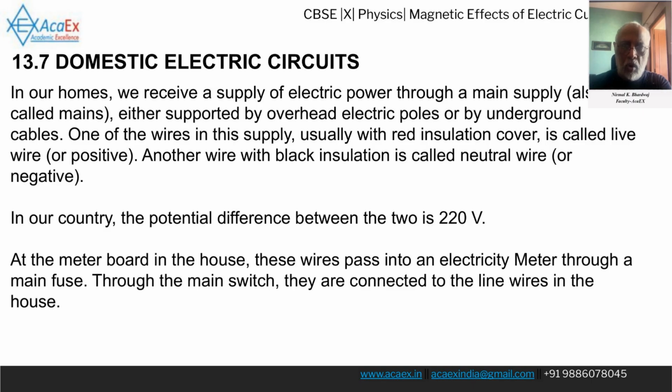Domestic electric circuits. In our homes, we receive a supply of electric power through a main supply, also called mains, either supported by overhead electric poles or by underground cables. One of the wires in this supply, usually with red insulation cover, is called live wire or positive. Another wire with black insulation is called neutral wire or negative. In our country, the potential difference between the two is 220 volts. At the meter board in the house, these wires pass into an electricity meter through a main fuse. Through the main switch, they are connected to the line wires in the house.